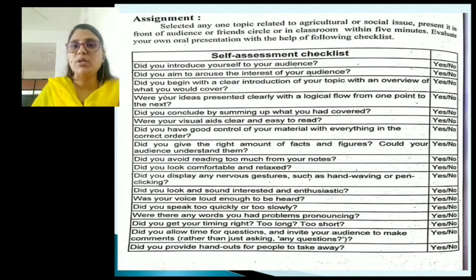When you are going to present a topic, there is a self assessment checklist, which we are going to discuss here. Some questions are under the self assessment checklist in your manual also, and I will upload the PDF of that exercise. Did you introduce yourself to your audience, yes or no? After completing your presentation, you can assess and analyze yourself, watch your presentation and see in which format you introduced yourself to that audience.